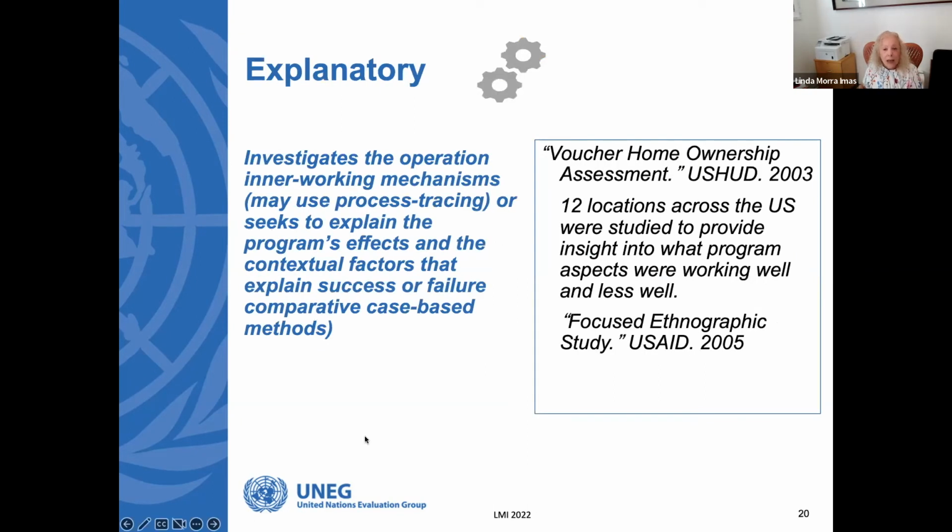And then there's explanatory. The example I have here is old. There's some things about it that are very dated, but overall, it looks to explain the program's effects, and most often the contextual factors that influence them, that they're trying to explain the success or the failure of the intervention.